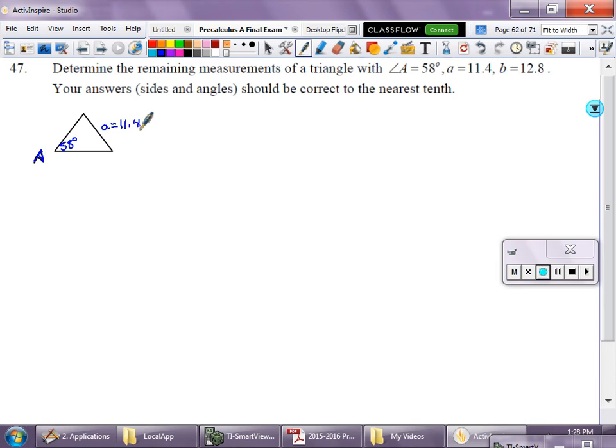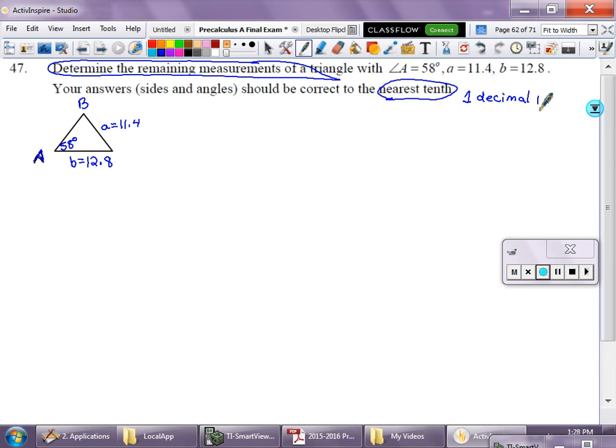Angle B, I usually like to put left to right, top to bottom. B is equal to 12.8. And that's your givens. It says determine the remaining measurements. You need to find everything. Keep in mind your answers for sides and angles should be correct to the nearest tenth. Tenth is one decimal place.